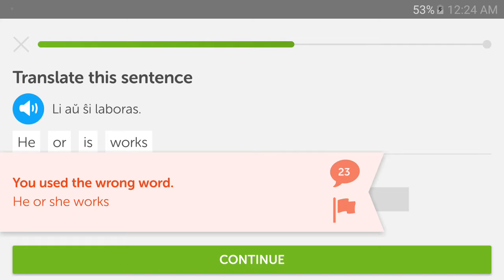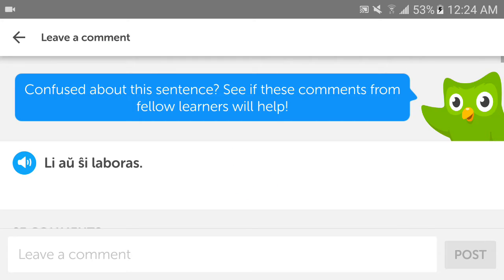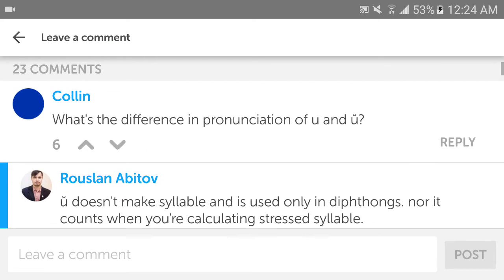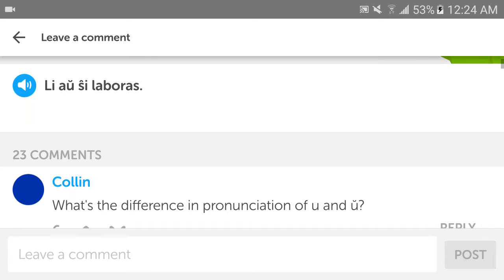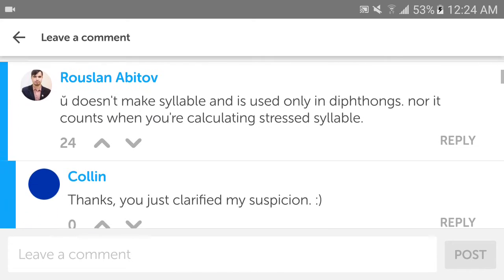A lot of people are talking about this, as you can see with the 23 bubbles. We're going to tap on that and see what they're saying. What's the difference in pronunciation of oo and ooh?